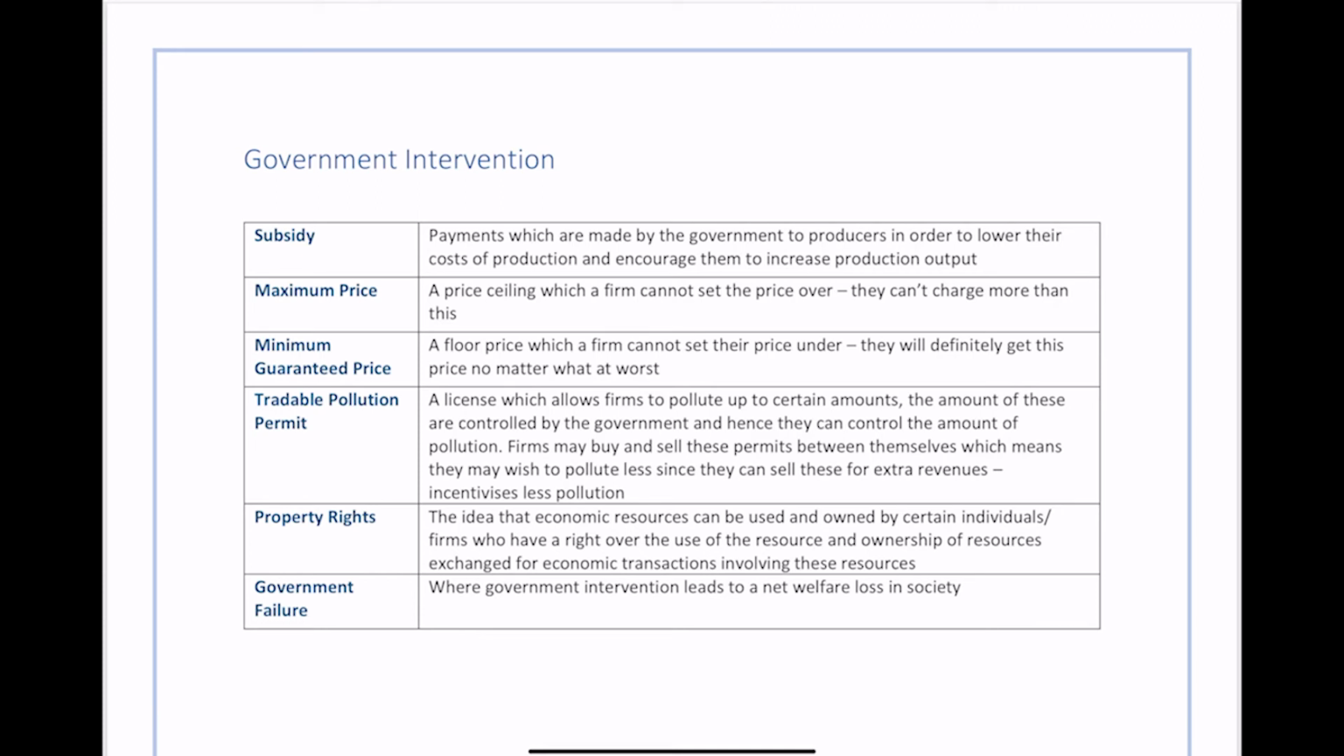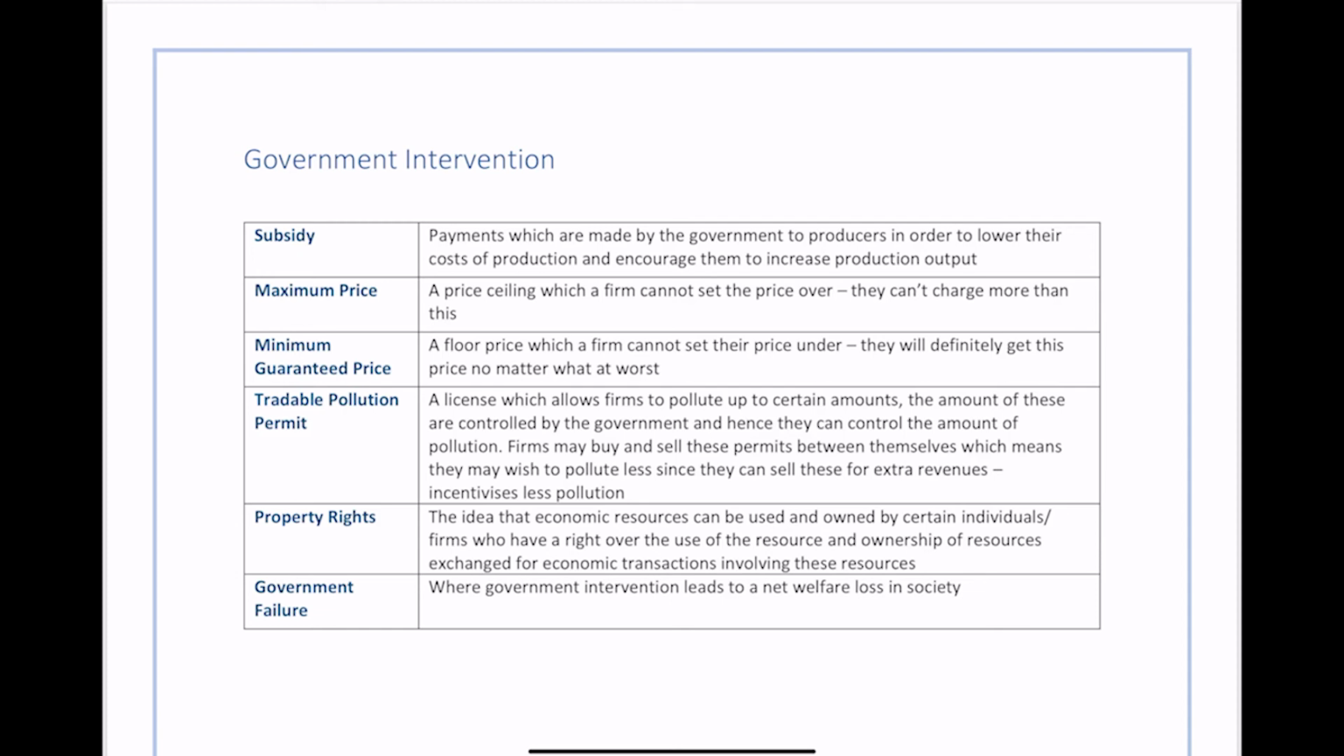So next we'll take a look at property rights. Property rights are the idea that economic resources can be used and owned by certain individuals and firms, who have rights over how these resources are used, and over the ownership of resources exchanged in economic transactions involving these resources. What it means is basically, in economics, we need to know exactly who owns what. So who is allowed to make a decision on the ownership of a certain asset or resource? And if you were to sell that resource, then who owns the benefits of that resource?